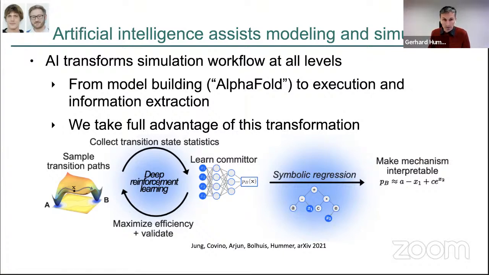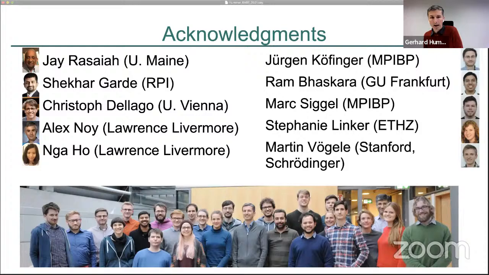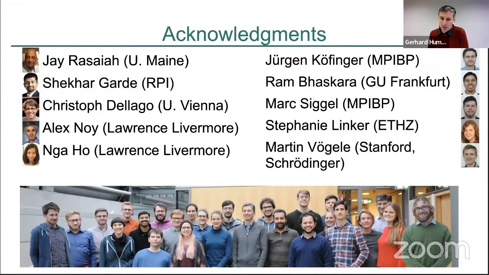And with that, I am at the end. I should thank my collaborators. I already mentioned on the left, I think everybody except Shekhar Garde has been very instrumental also in collaborations on carbon nanotubes and many, many more things. On the right, people who have been in my group, I should maybe mention in addition, Jürgen Köfinger has been involved in essentially all these projects, and Martin Vögele was a graduate student here in his modelings of carbon nanotubes.